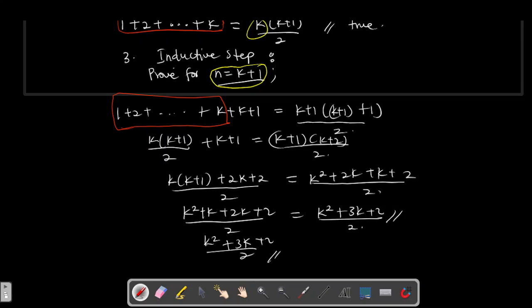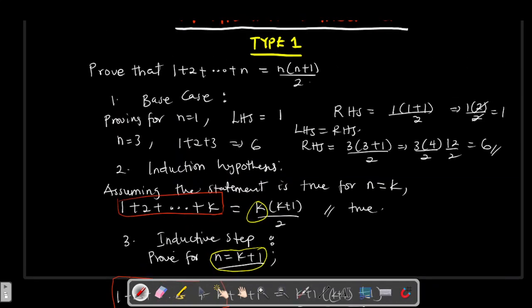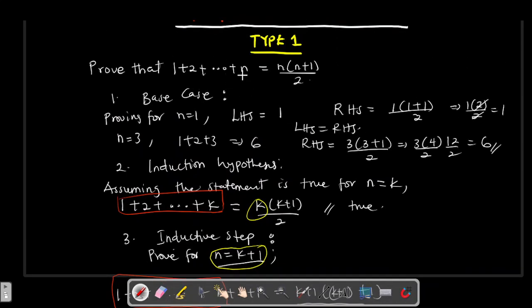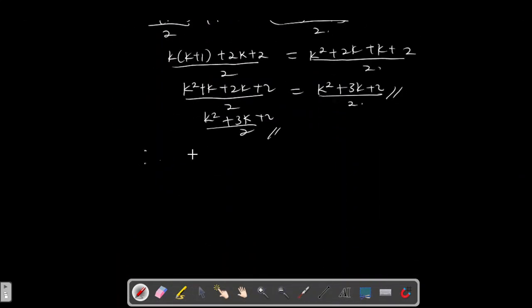Therefore, I will clearly say that my statement, 1 plus 2 plus dot dot dot plus n, is true for all positive integers. That is simply mathematical induction. So therefore, our statement is true for all positive integers. And that is all for mathematical induction. It's simply showing that the left hand side of a statement is equal to the right hand side.